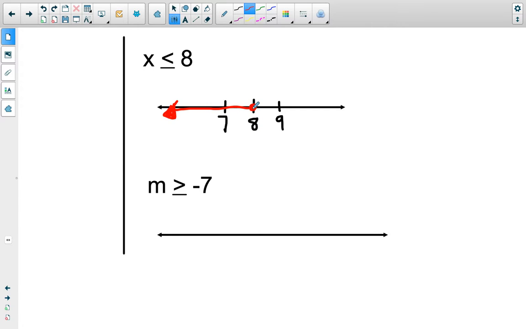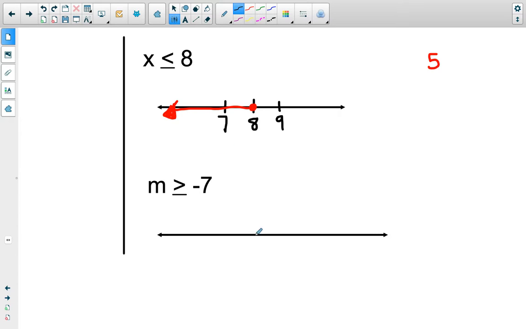So all the numbers from 8 and to the left are less than 8. So if I asked you, is 5 a solution to this inequality? That's saying, is 5 on this side of the number line from 8? Yeah, it's a solution. 3 is a solution. 1 is a solution. All of those are solutions to this inequality.